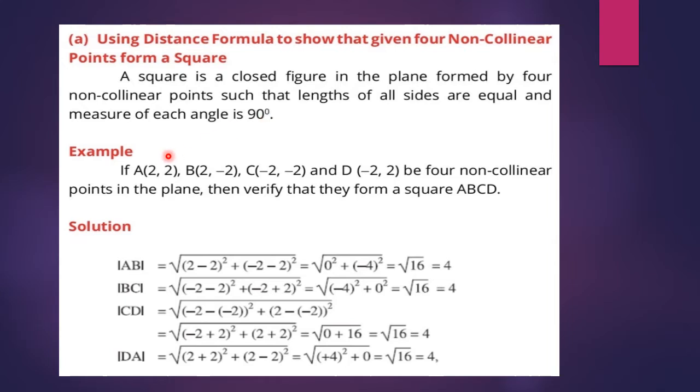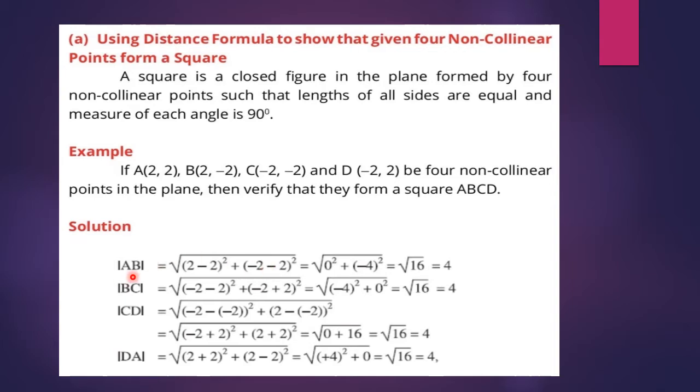Let us suppose an example. We are given 4 non-collinear points A, B, C, and D, and we are going to verify that these 4 points form a square ABCD. So what we are going to find out first is the measures of lengths of all 4 sides of the square. The 4 sides are formed by AB, BC, CD, and DA. So by distance formula, let's find out lengths of all the sides.